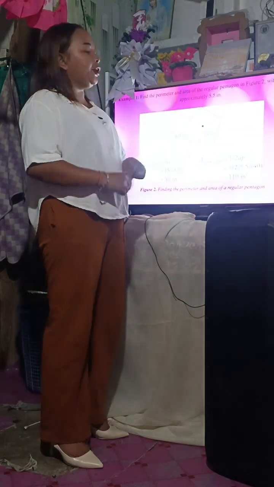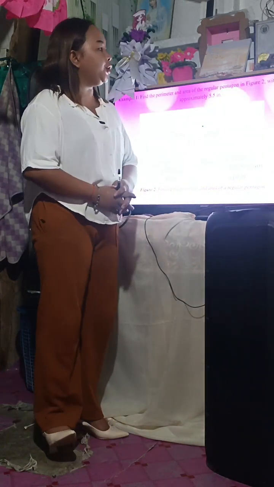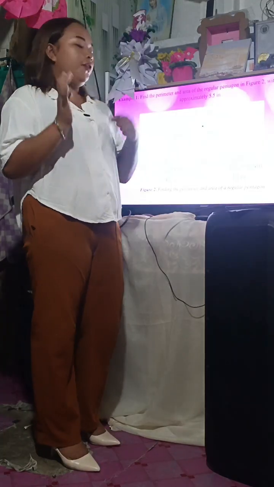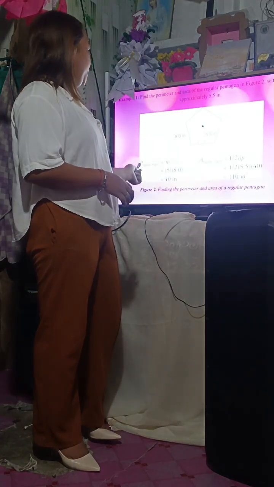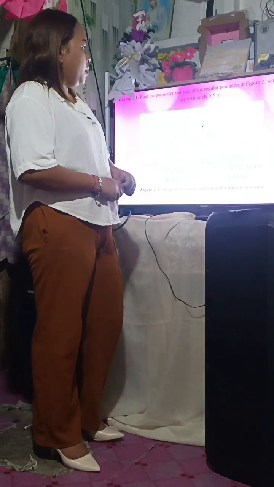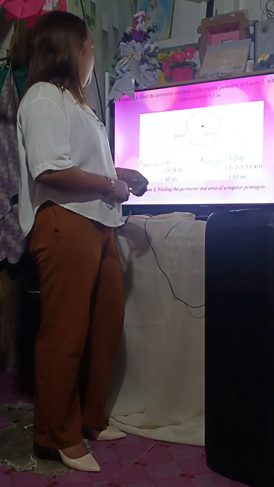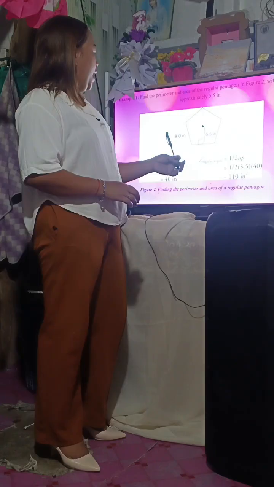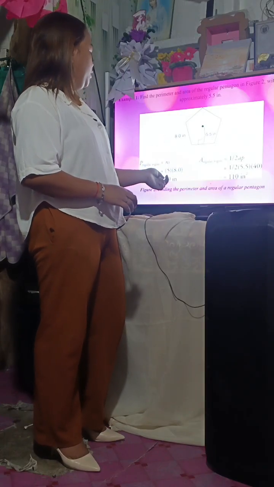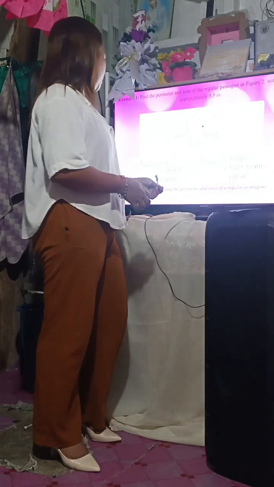Let's find the perimeter and area of the regular pentagon in figure 2 with apothem approximately 5.5 inches. We will use the given formula. In finding the perimeter, we use P is equal to NS. Our N here is 5 and our S here is 8.0. So 5 times 8.0 is equal to 40 inches.